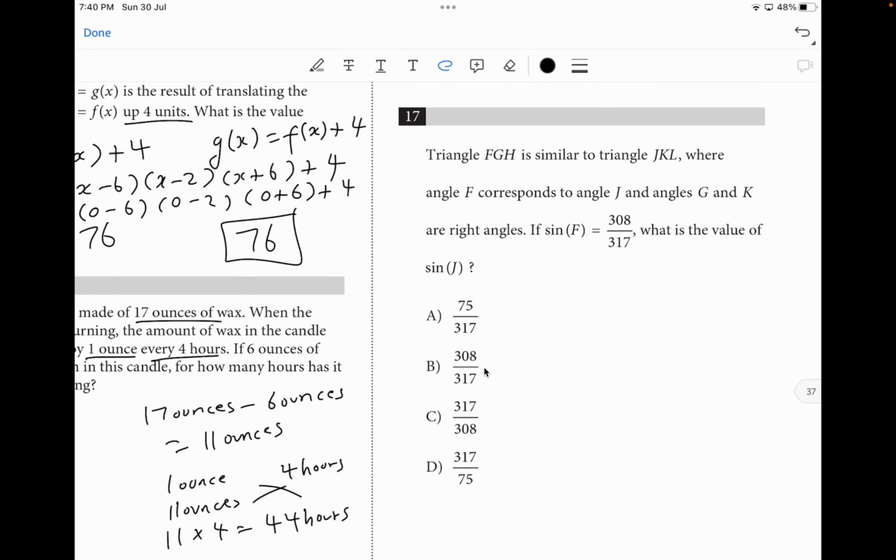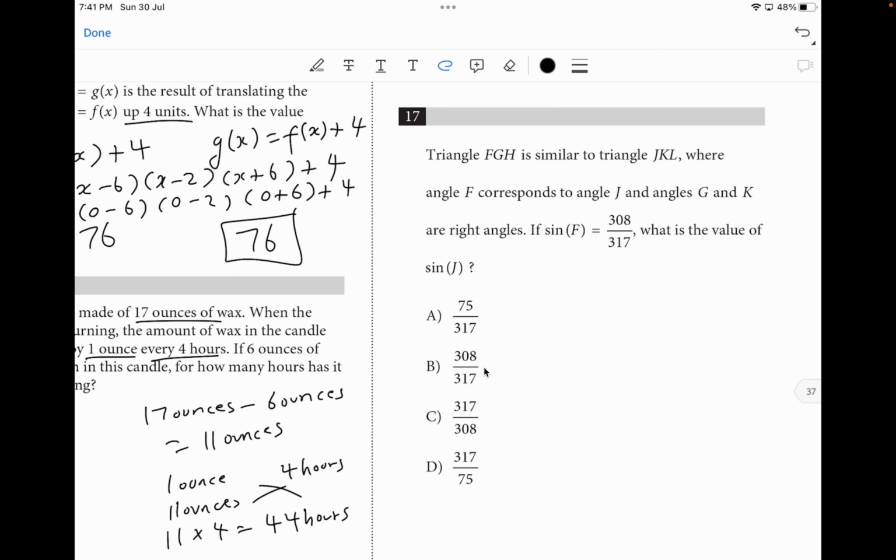Question number 17 says that triangle FGH is similar to triangle JKL, where angle F corresponds to angle J, and angles G and K are right angles. So if sine F is equal to 308 divided by 317, what is the value of sine J? For this type of question, since we know that these two triangles are similar and their corresponding angles are congruent, it's given that the right triangle FGH is similar to the right triangle JKL, and angle F corresponds to angle J, and angles G and K are right angles.